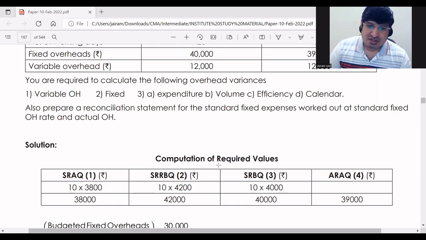So let us now input all the data in this. Standard hours is 10, correct? Just put all the standard hours. We've calculated it as 10. The actual fixed overheads is 39,000 here. Okay. Actual fixed overheads is 39,000. That we will put here. Okay. That much is done. So now let us see.